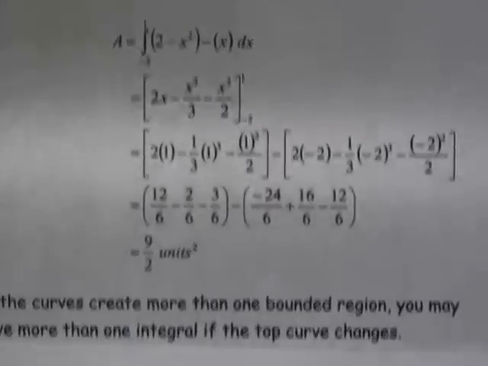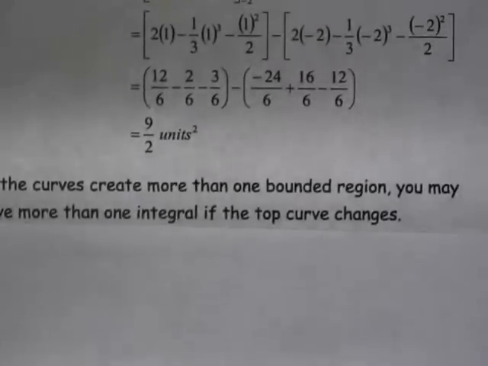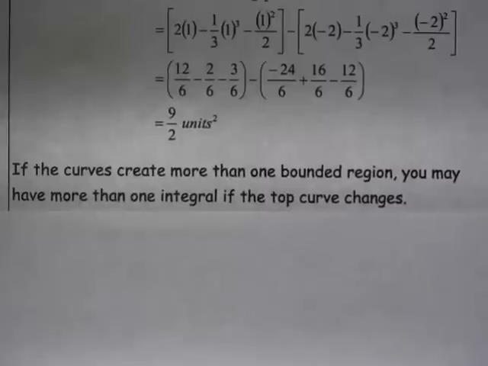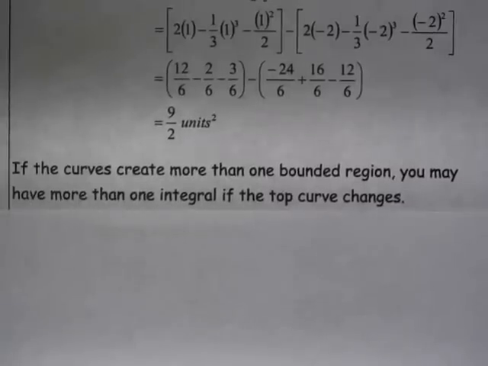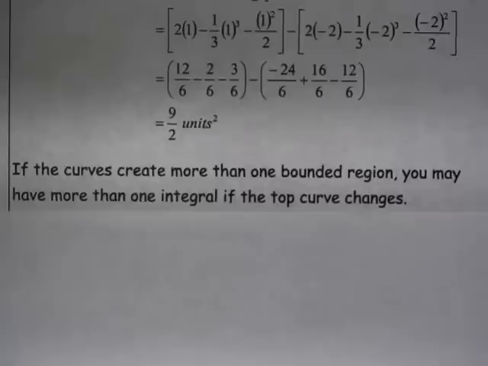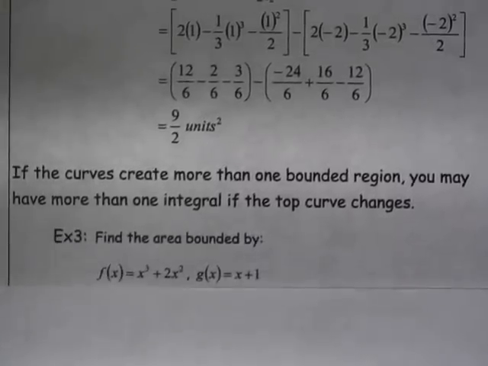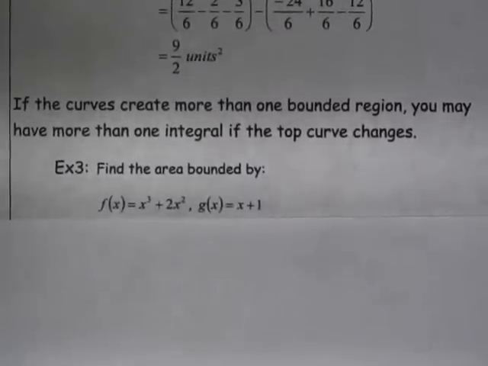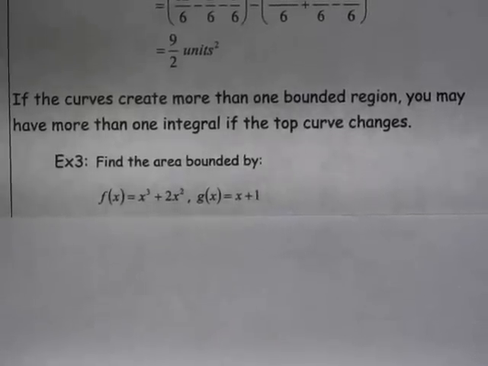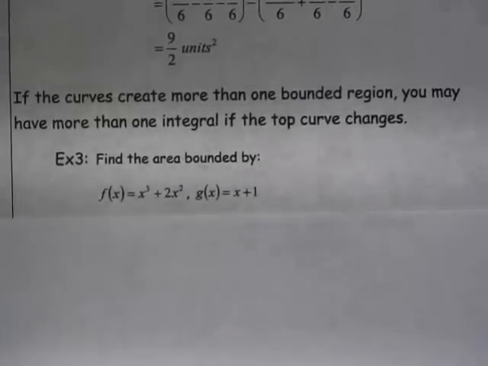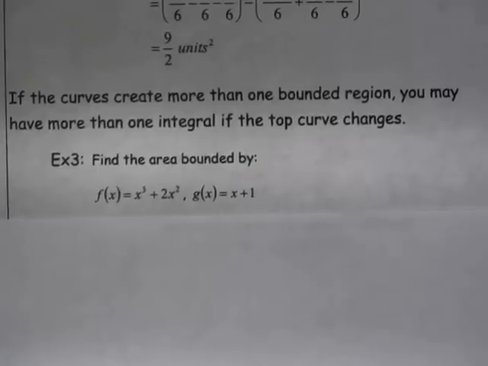All right, let's take a look at another, a little bit more complicated example. So you can read here, if the curves create more than one bounded region, you have to include both of those bounded regions. And the top and bottom curve may change. So what used to be the bottom curve in one interval of x values may become the top curve in another. So take a look at this problem. We have f of x is x cubed plus 2x squared, and g of x is x plus 1.